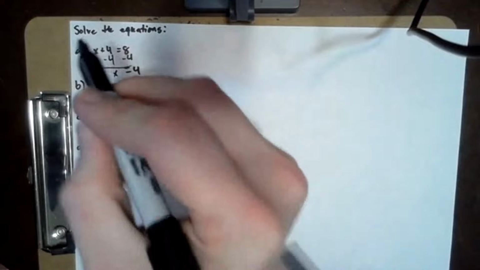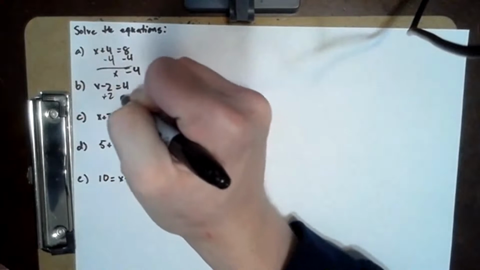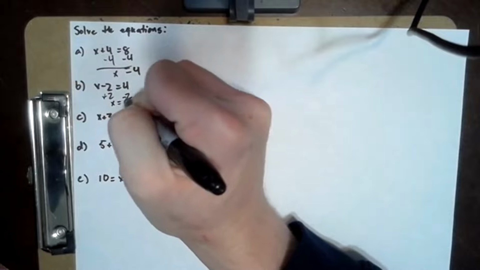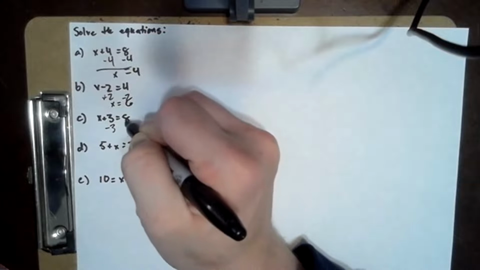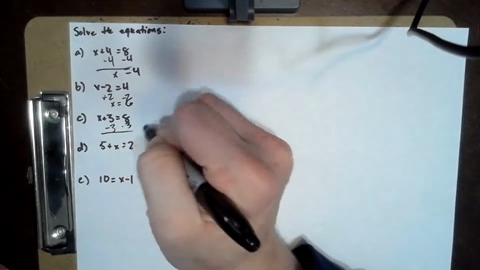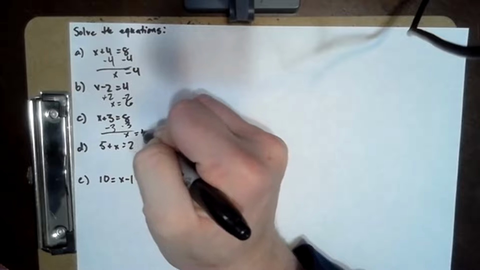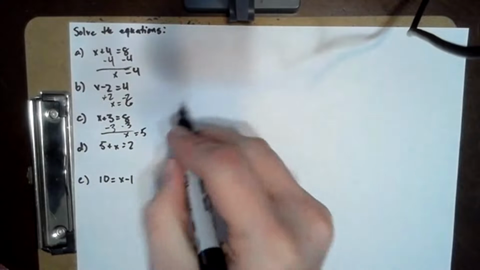x plus 2 equals 4. We add 2 to each side of the equation to get x equals 6. x plus 3 equals 8. Subtract 3 from both sides. Get x equals 5. 5 plus x equals 2.